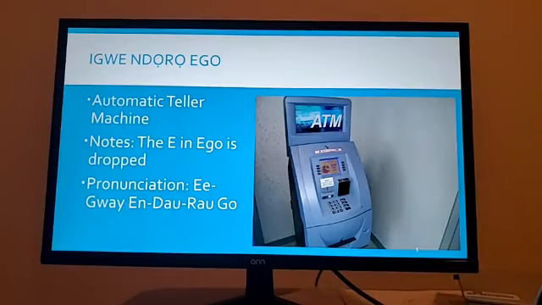Okay, ATM, automatic teller machine. In Igbo, you would say Ee-Gway En-Dau-Rau. Ee-Gway En-Dau-Rau. And of course, this is made up of 3 root words. Ee-Gway means machine. En-Dau-Rau, the second word, means to withdraw. And A-Goe means money. So you're literally saying machine to withdraw money. A-Goe is money. But again, you have to drop the E in A-Goe. And so you would say Ee-Gway En-Dau-Rau, automatic teller machine or ATM.